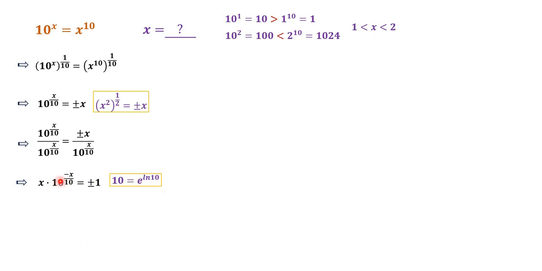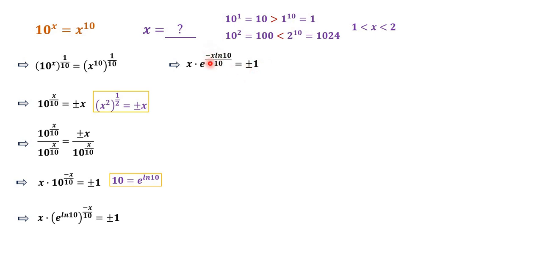Remember, 10 as a base is equal to e to the power of ln 10. So we replace 10 with e to the power of ln 10, and we have x times e to the power of ln 10, then to the power of negative x over 10, is equal to positive and negative 1. Now the power is ln 10 times negative x over 10. So rearranging, we have x times e to the power of negative x ln 10 over 10 is equal to positive and negative 1.